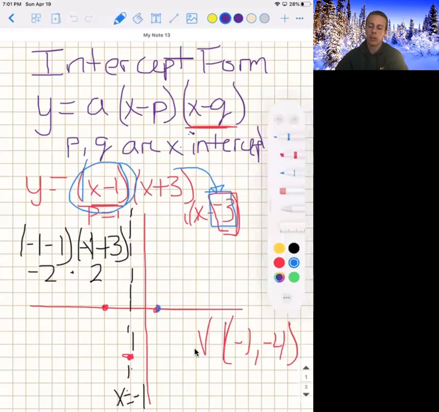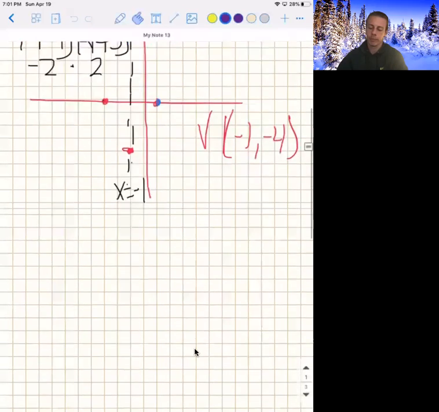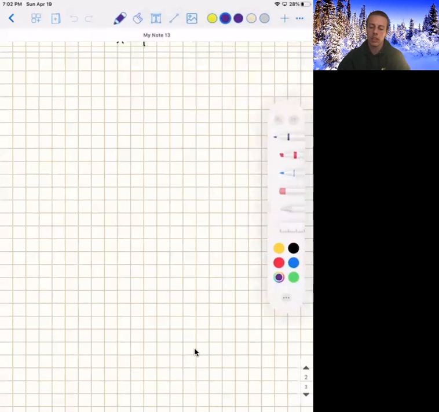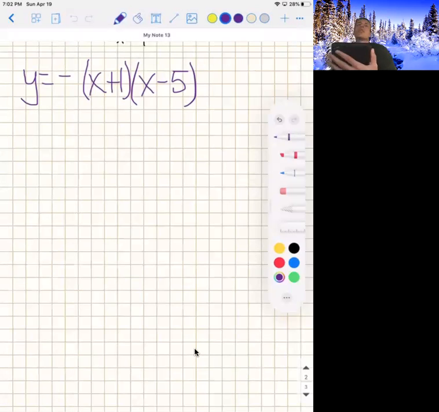Okay. Well, let's try one more example here for a minute. This time, let's say our equation is y equals, we'll throw a negative in front just for the fun of it, negative times the quantity x plus 1 times x minus 5. Now, if you didn't remember what to do, you could FOIL this, and you would have it in standard form, and then use our negative b over 2a, which we've talked about. But let's try graphing this in intercept form.